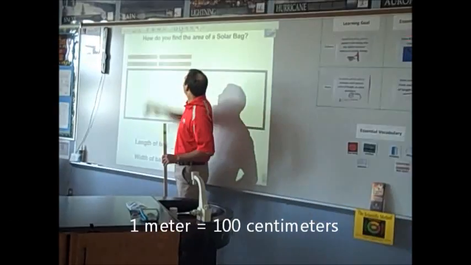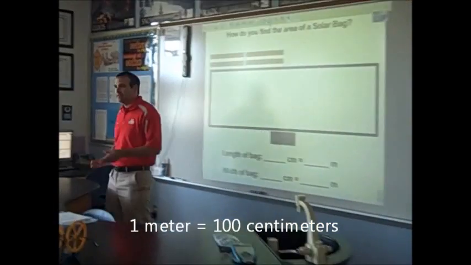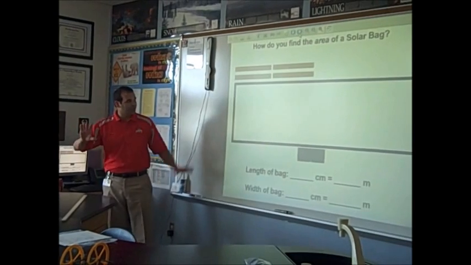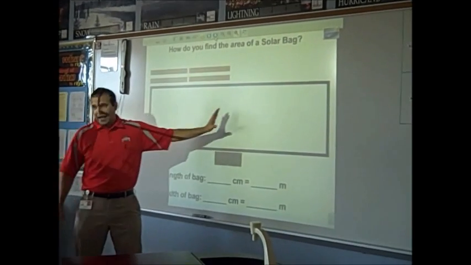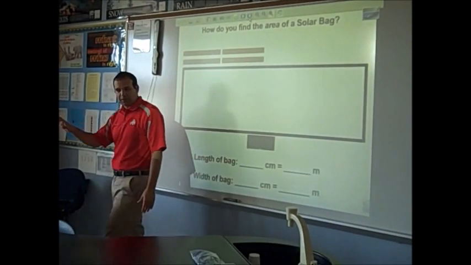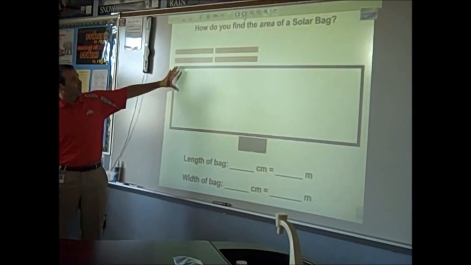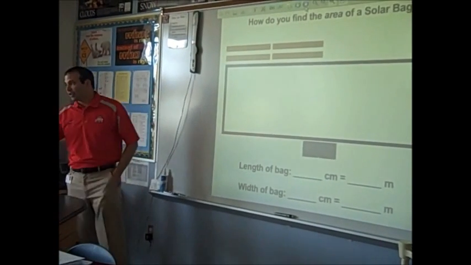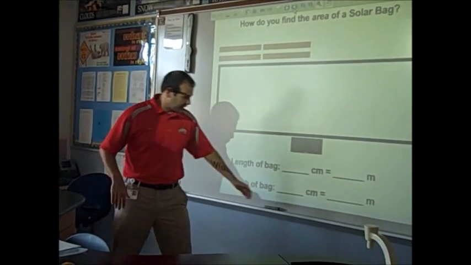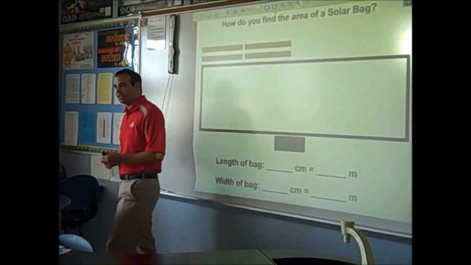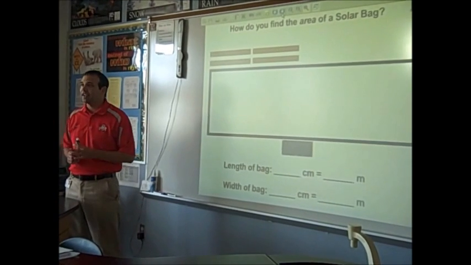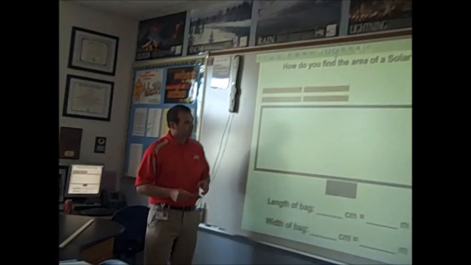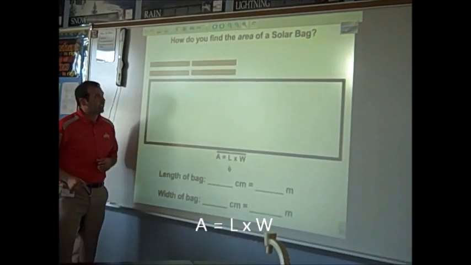So what you're going to be doing is trying to find the area of our solar bag. The first thing you're going to do is unroll your solar bag, and I will assign you different sections of the room to do that. When you unwind your solar bag, you need to measure the length and the width. There is a formula you can use once we figure this out to find the area. Raise your hand if you know the formula in math to find the area of an object like a rectangle. Right, we're going to use length times width.